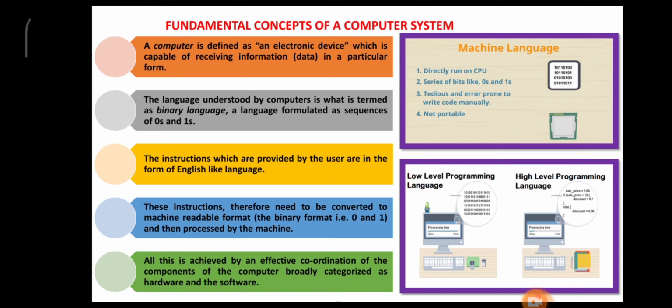Now let me move on to the last point. All this is achieved by an effective coordination of the components of the computer, broadly classified as hardware and software. Now how do we achieve it? I have given you an example of the interpretation of English being used by the user, but the other person, the student who does not know English, how can it happen?